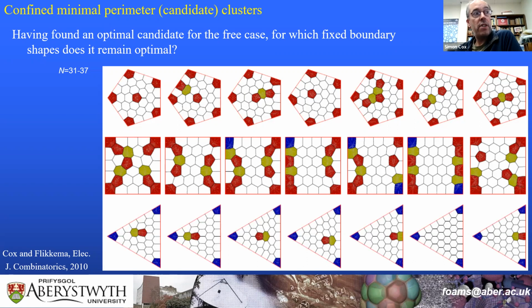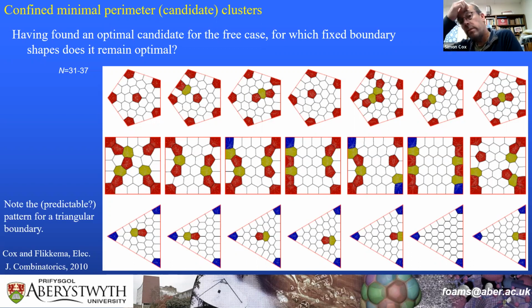And then the triangular boundary is beautiful. With an equilateral triangle, there is exactly one defect pair, or sorry, at most one defect pair, and it jumps through the lines of hexagons from one boundary to the other and back again as you go between triangular numbers. And so 36 is a triangular number, no defects at all. And that pattern does extend all the way through all candidates that we looked at. And so that's really quite elegant.